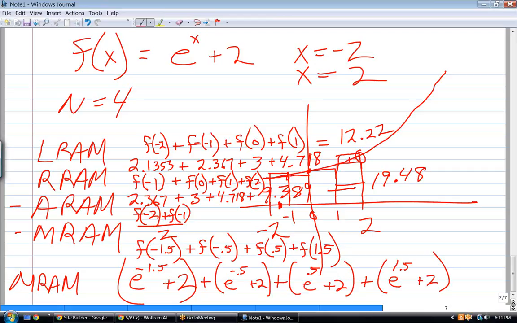Okay. 14.96. And that's average? No, 14.96 is the midpoint. And the average is 15.85. And you got the 14.96 doing the mid, those numbers? Correct. Okay, good. All right, so that one's good.